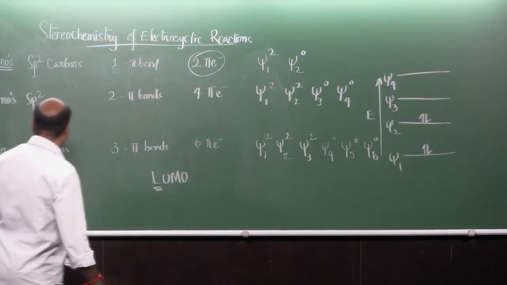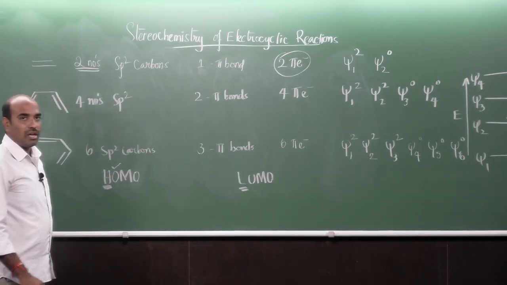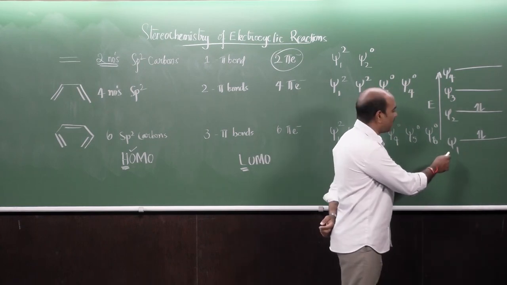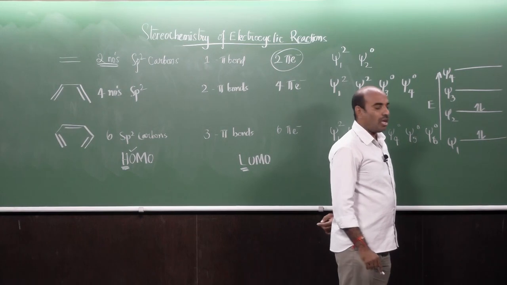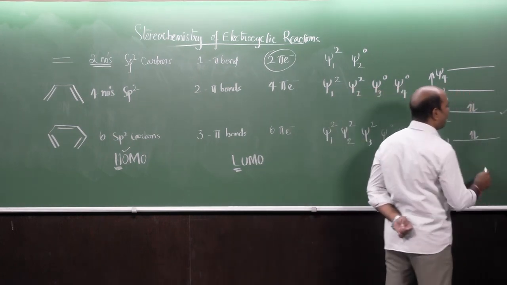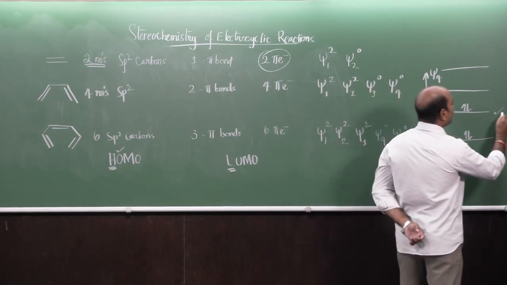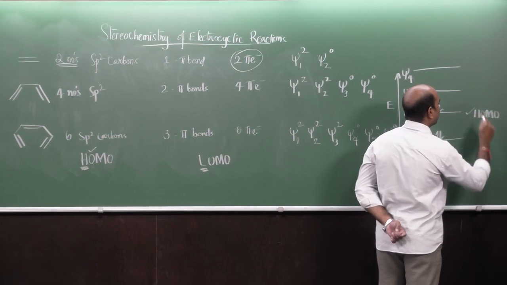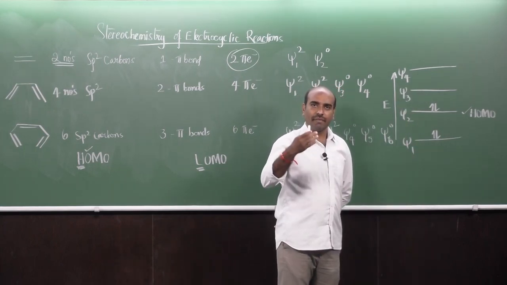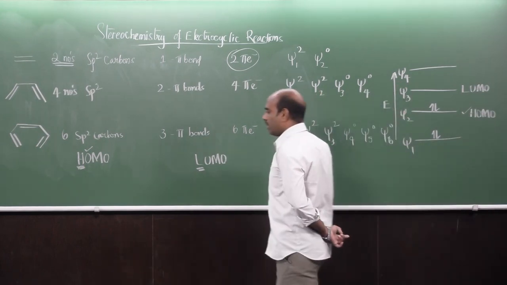So, what is HOMO now? What is HOMO defining? It is a high energetic molecular orbital which is occupied with electrons, right? So, what are the occupied molecular orbitals? Psi 1 and Psi 2. Among these occupied molecular orbitals, which is having more energy? Yes, correct, Psi 2. Psi 2 has more energy and at the same time, it is an occupied molecular orbital, right? So, therefore, it becomes the HOMO. Among these two unoccupied molecular orbitals, which are empty, which one is having lowest energy? Psi 3. So, this becomes the LUMO molecular orbital.